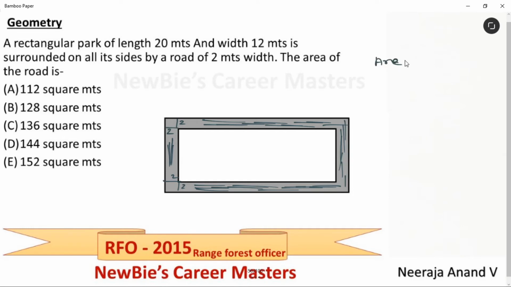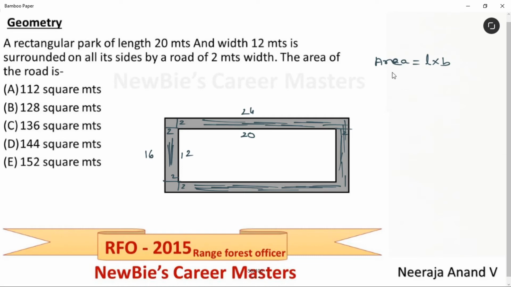Area is equal to length into breadth, or length into width. Okay, this value is given as 20 and this as 12. It's very easy to get this value. See here, these two values are 2, 2. Just add 4 to this. 24 is the value of this length. Okay, then what about this width? 12 plus 2 plus 2, that is 16.